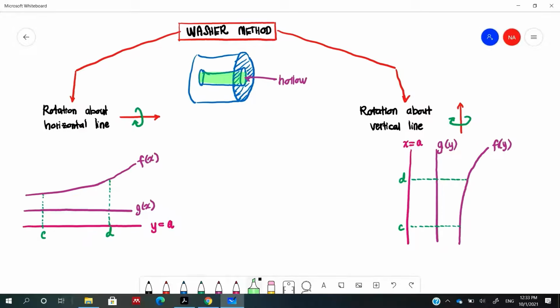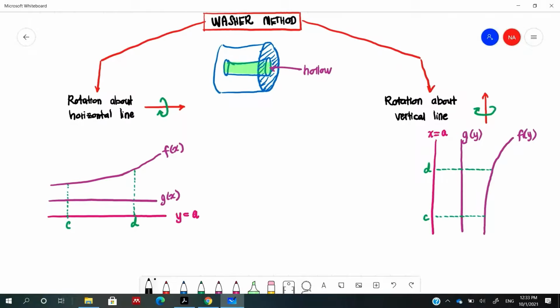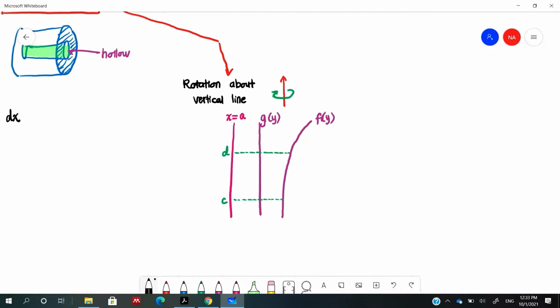We should note that the washer method is put into two categories. The first is rotation about a horizontal line, and the next is rotation about a vertical line. Rotation about a horizontal line is parallel to the x-axis, so we integrate with respect to x. If it is rotation about a vertical line, it is parallel to the y-axis, so we integrate with respect to y.